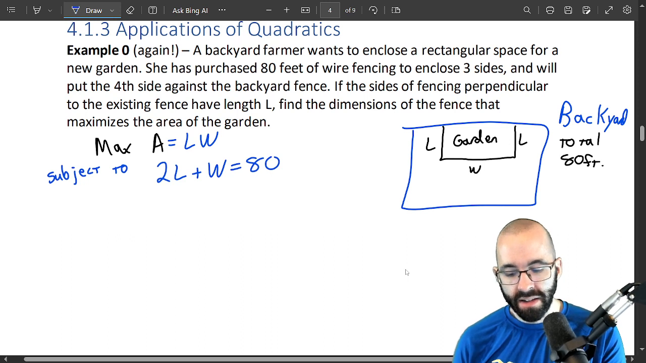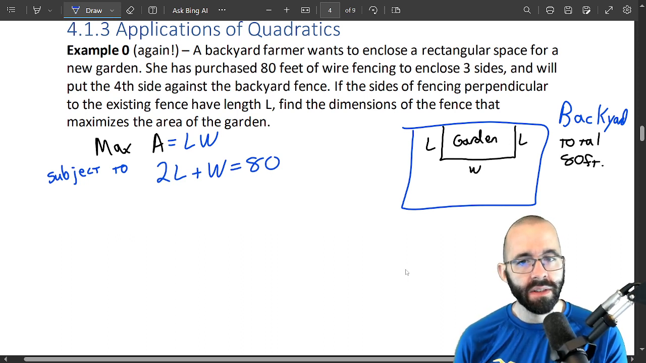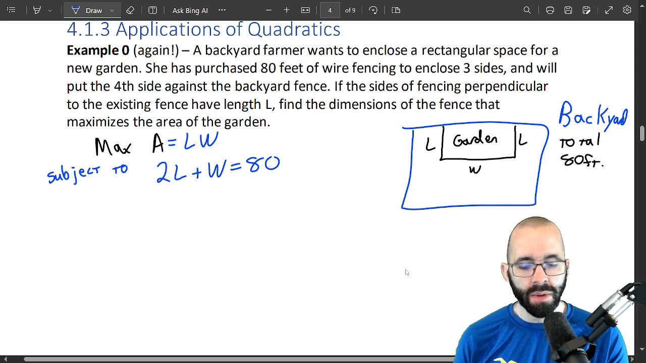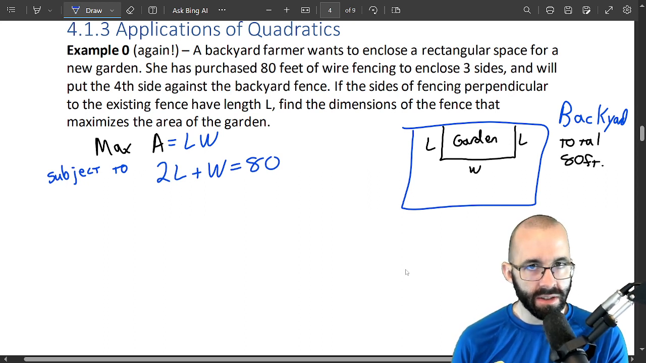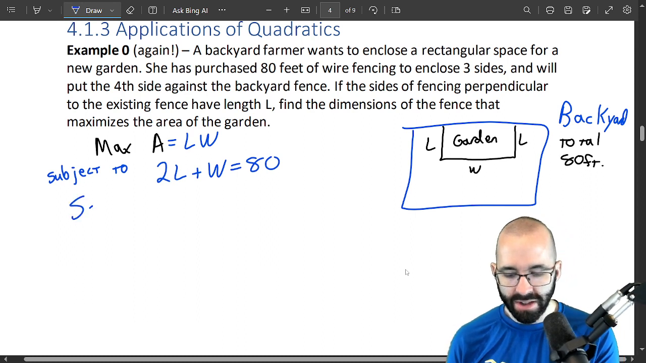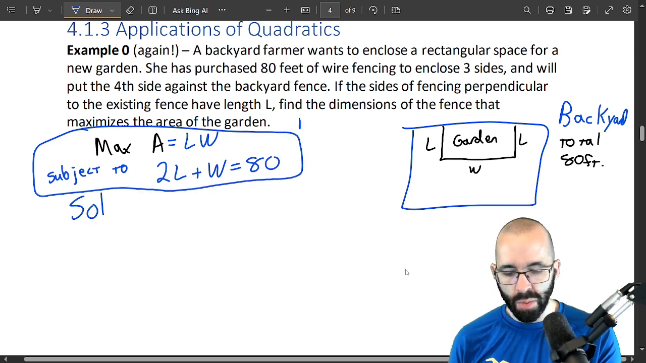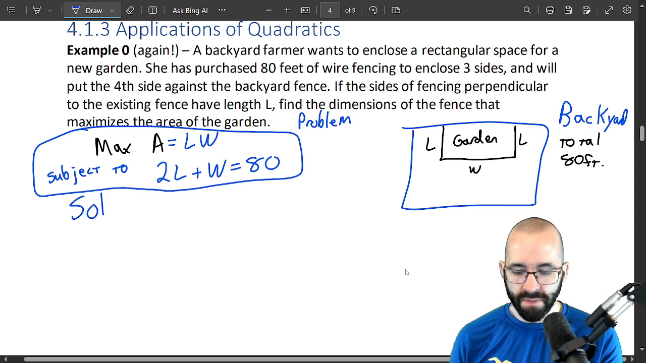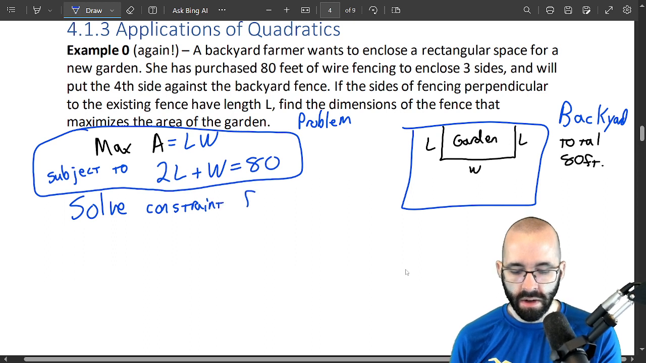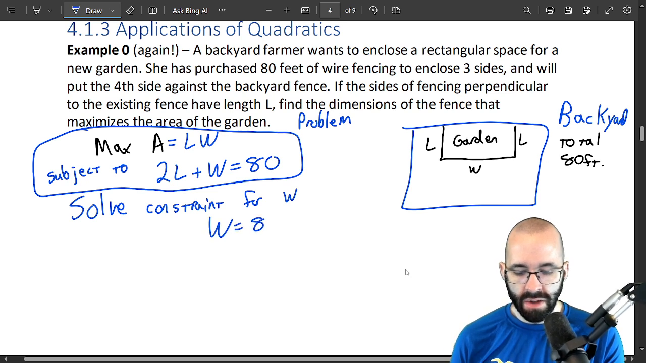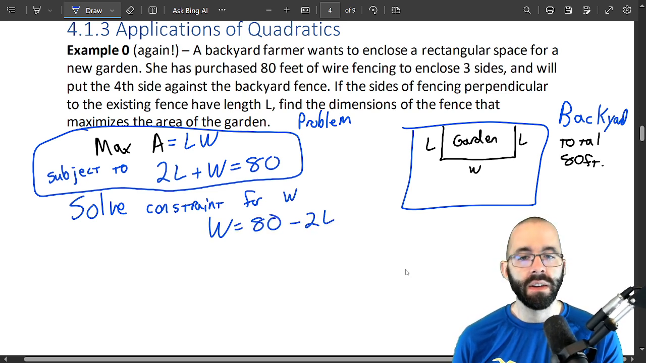Anyway, if we do that, we can actually maximize this function, because if this is the case, we can solve for W and make our area function a quadratic. Watch this. So again, this is our linear program if you wanted. This is our problem. To solve it, let's solve our constraint for W. What's going to happen? Subtract 2L from both sides. W is going to be 80 minus 2L.